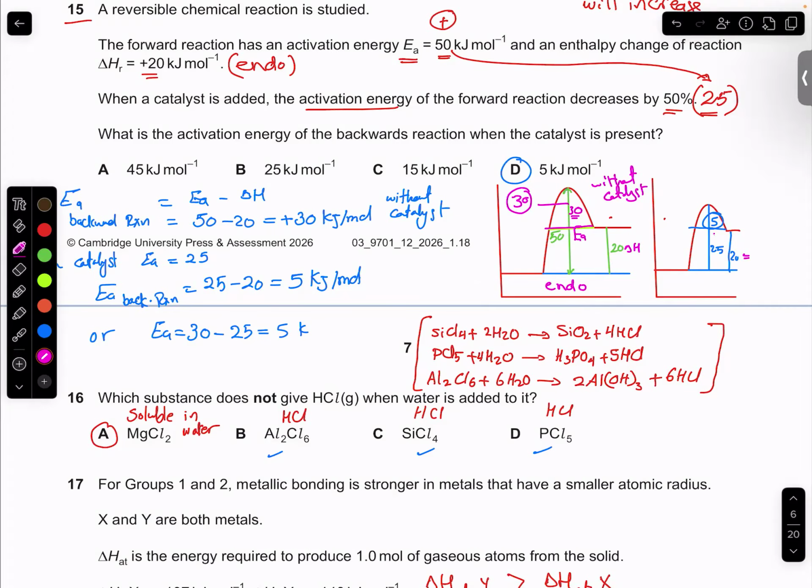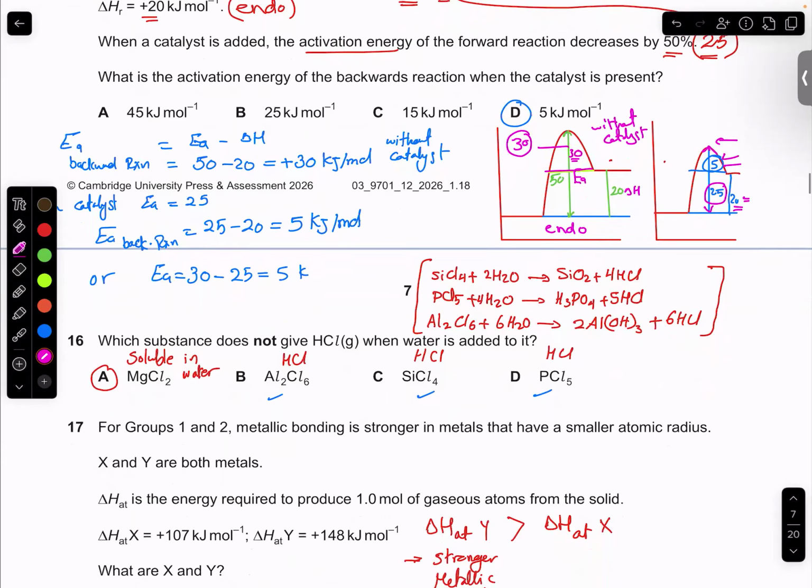When you add catalyst, the new activation energy will be 25. From here to here, it will be 25. If you subtract 20 from 25, the new activation energy for the backward reaction will be only 5.